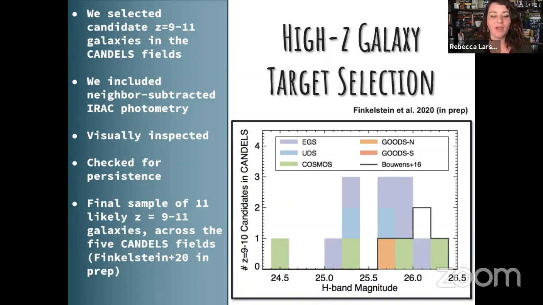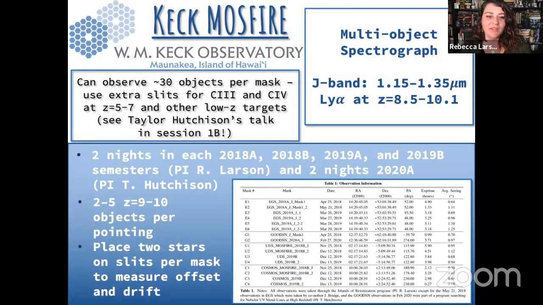And so we had red IRAC colors indicative of high ionizing radiation. These would be the galaxies most likely to be in an ionized bubble because they are emitting enough of that high energy radiation. And so what we did is we targeted these galaxies. We got time on the telescope for 4 semesters, 2 nights each in 2018 and 2019. And then we also had 2 nights in 2020 through another program PI'd by Taylor Hutchinson. She will actually be talking about her portion of this science in our next session.